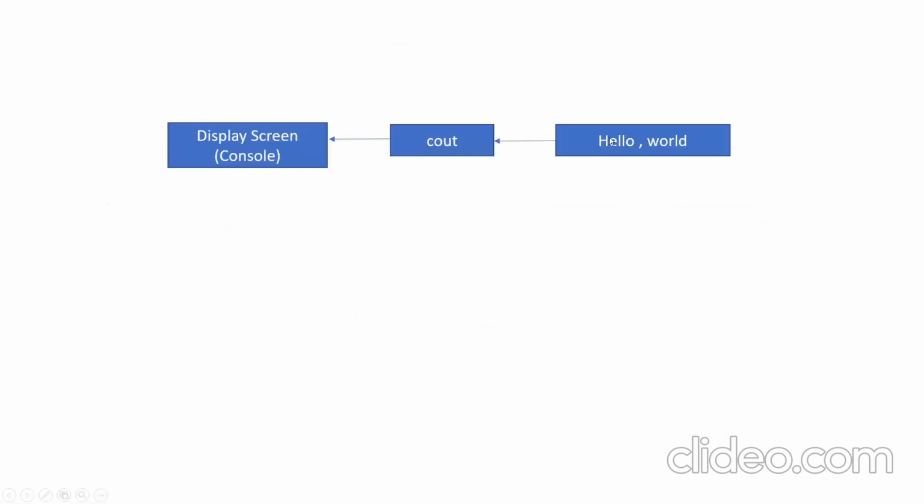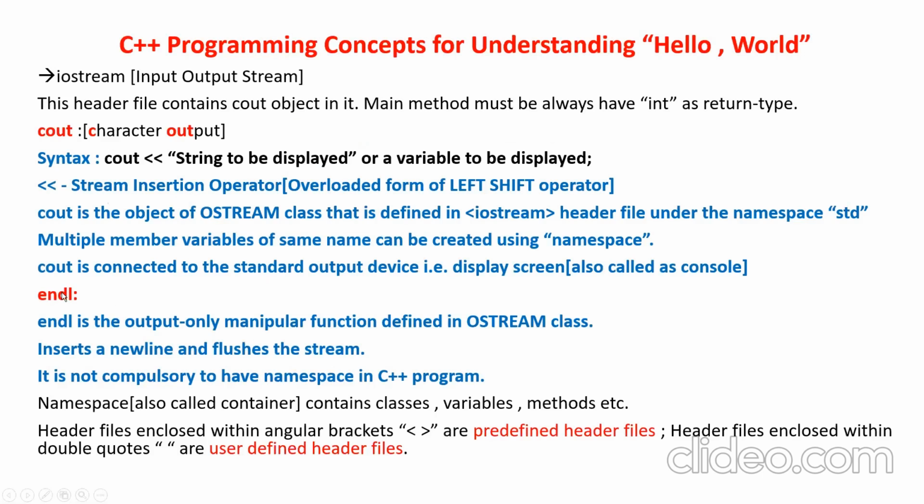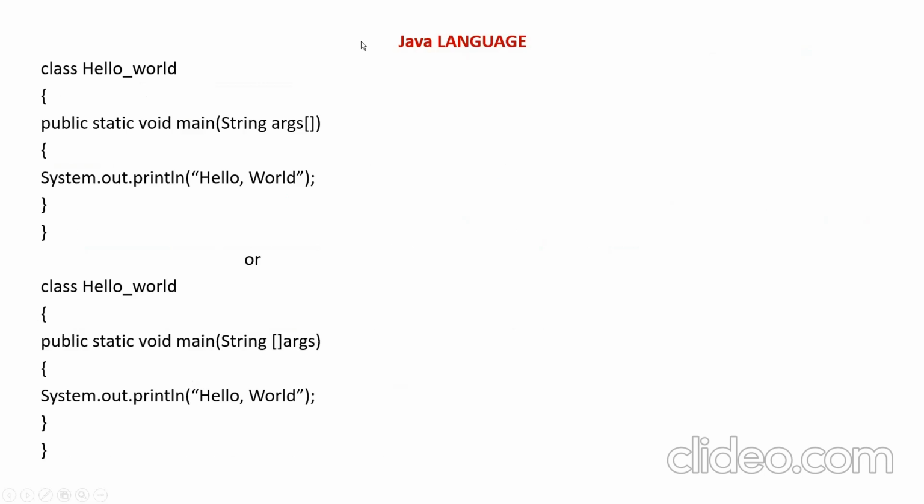So this is the way the hello world is transmitted to the display screen by means of the cout object. Endl is the manipulator function. After printing the line, it will send the cursor to the next line. It is called a new line function. It is called a manipulator function in the case of C++. Namespace is not compulsory, but we will be studying the strongest feature associated with the concept of namespace in upcoming videos. Next, this is the Java language.